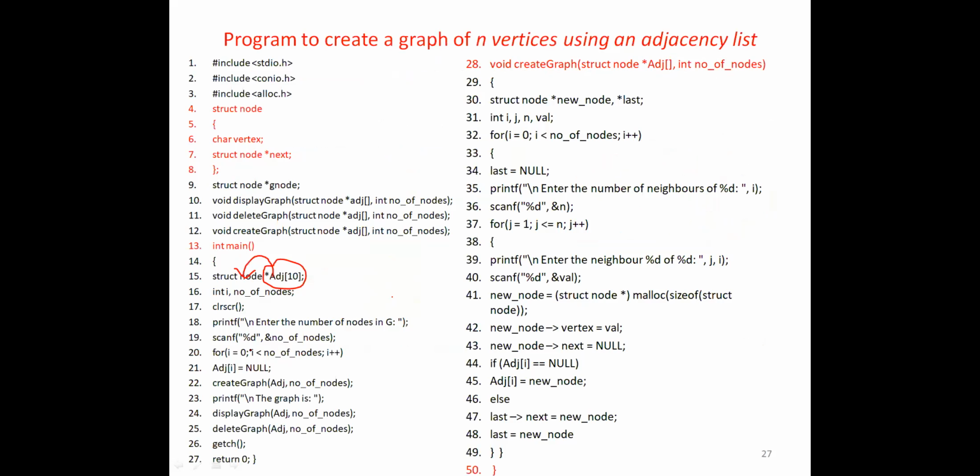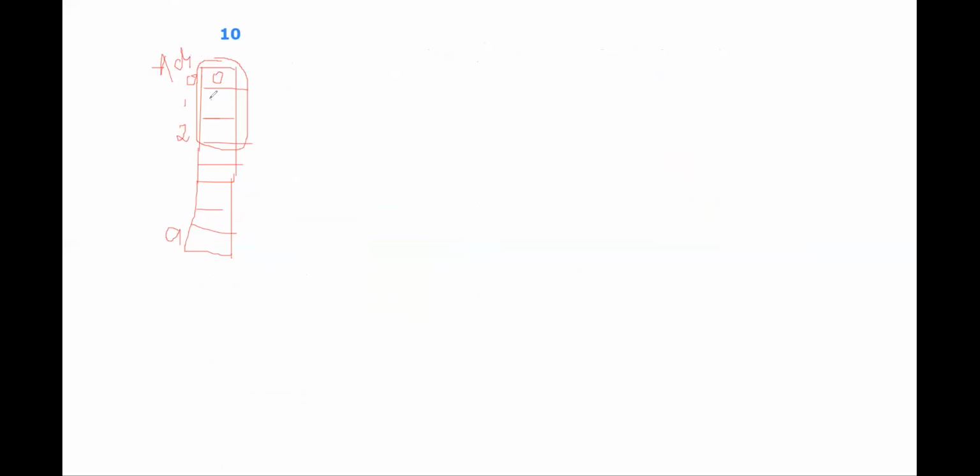Okay, fine. Then what I'm doing initially is making all the values null. I'm making this one null, and this one null. That's what it means. So using the for loop, I am making it null.